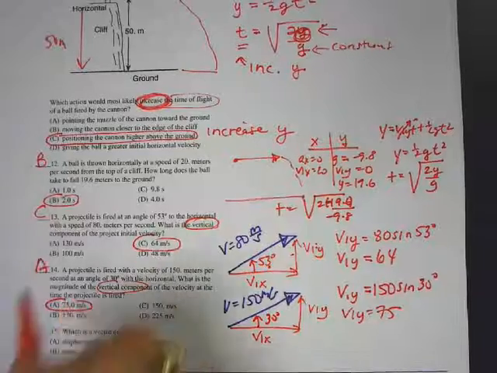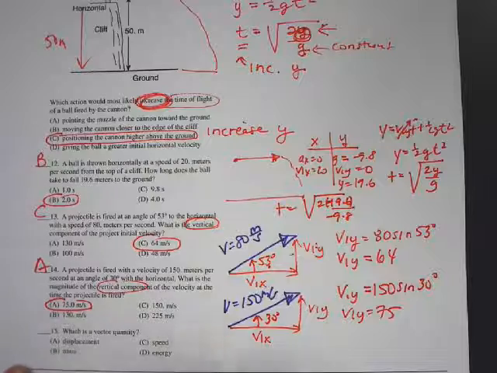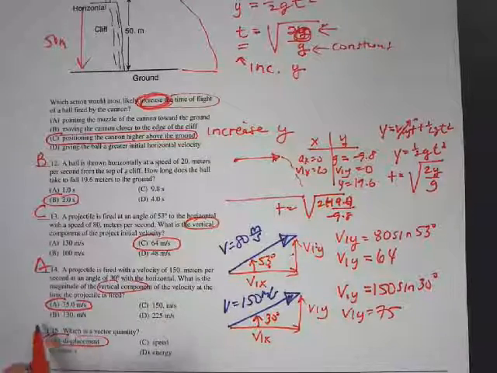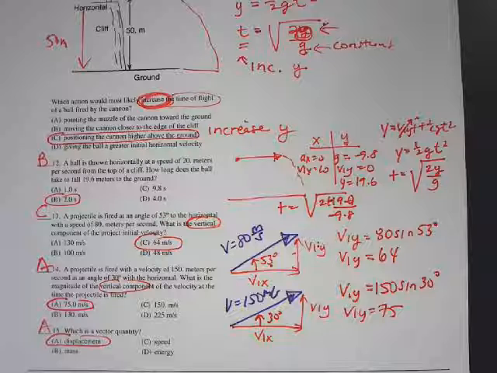And then the last question says, which is a vector quantity? It's just like that other one, an easy one, and the answer is displacement. So this is the review sheet. Again, you should still do this again on your own. This is the multiple choice part, and then we'll work out some of the other ones on the FRQs as well.